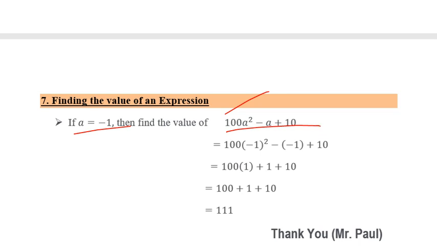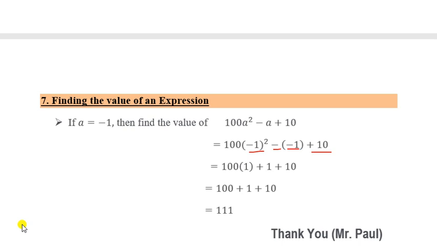See, the value of a is minus 1, so minus 1 square, because a square is given, and in the value of a, minus 1 again. And listen, always try to write all the values. If it is positive, if it is negative, then also you have to write in bracket only all the values. Okay, then plus 10.